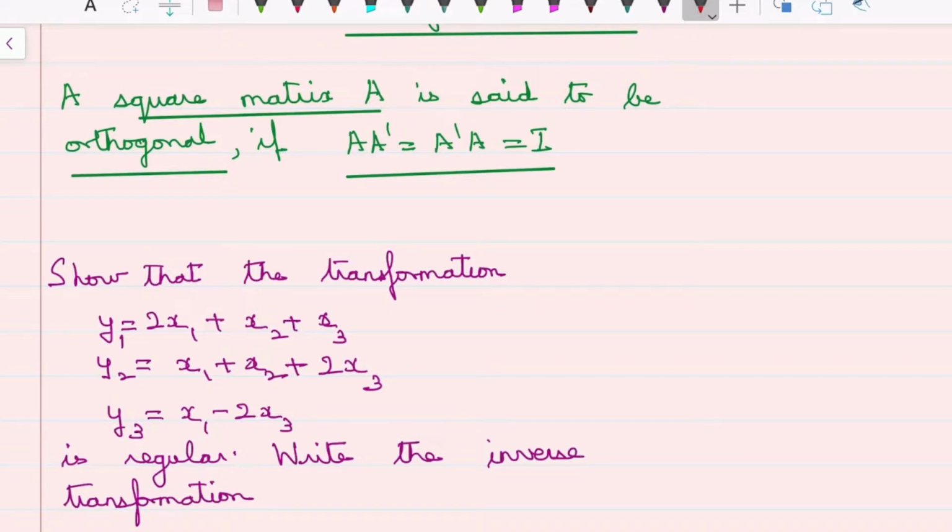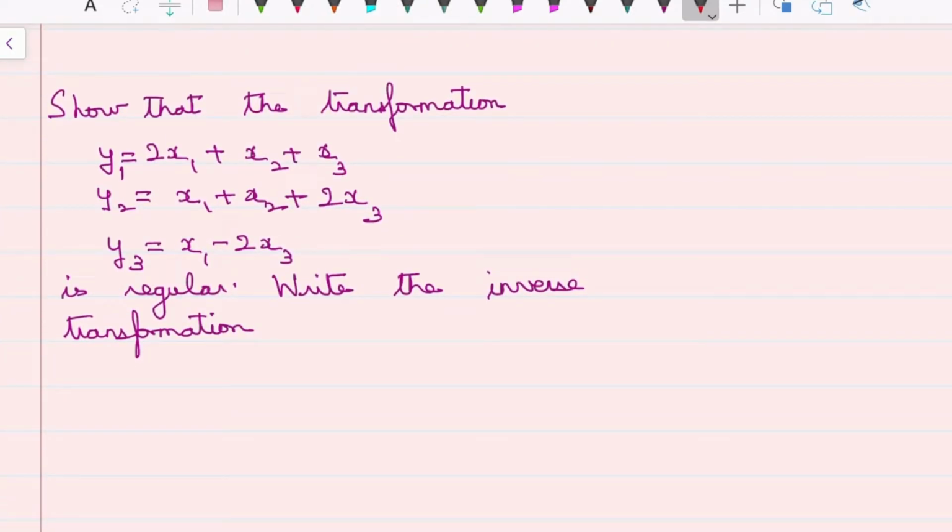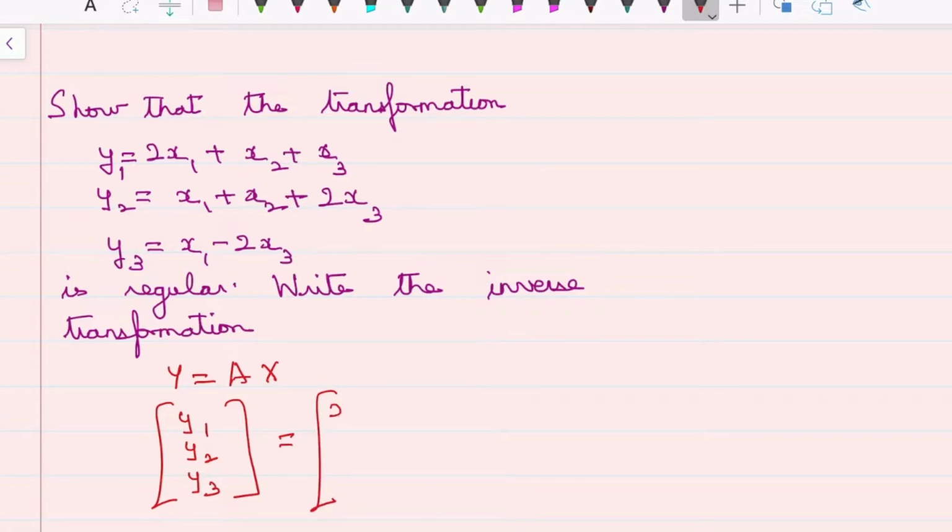Show that this transformation y1 equal to 2x1 plus x2 plus x3, y2 equal to x1 plus x2 plus 2x3, y3 equal to x1 minus 2x3 is regular. Write the inverse transformation. So we start by writing it as Y equal to AX. In matrix form, [y1 y2 y3] equal to the matrix [2 1 1; 1 1 2; 1 0 -2] times [x1 x2 x3].